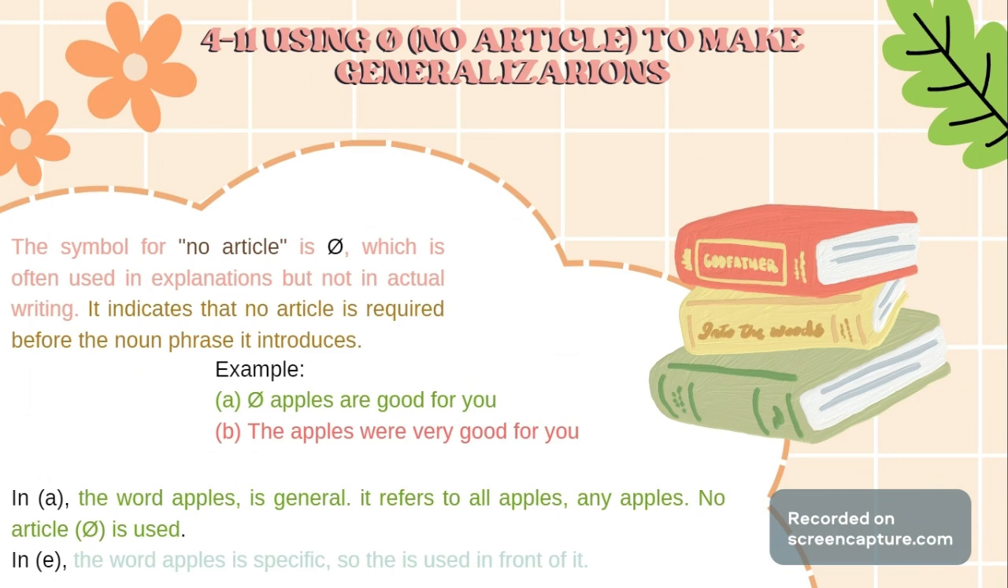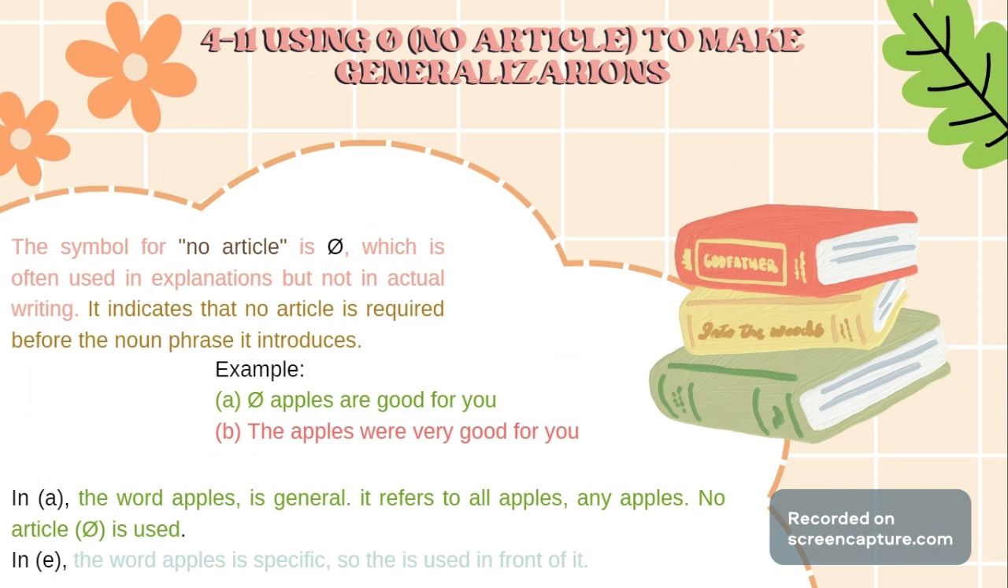Next, using no article to make generalizations. Okay. The symbol for no article is like this, as you can see, which is often used in explanation but not in actual writing. It indicates that no article is required before the noun phrase it introduces.